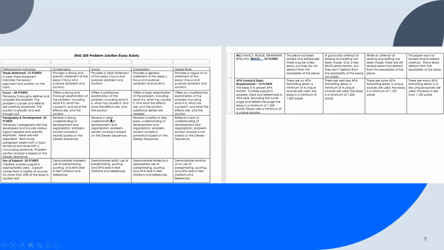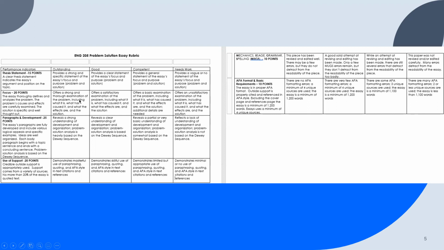And in each of these boxes, you'll see a description of kind of how proficient you need to be in that category in order to receive the maximum number of points. So ideally you want to be aiming for outstanding in each of these categories. I'm not going to read through all these for you, but your thesis statement, if you want an outstanding thesis, it should provide a strong and specific statement of the essay's focus and purpose. And if we jump down to good, it says it provides a clear statement of the essay's focus and purpose. And we go from there.